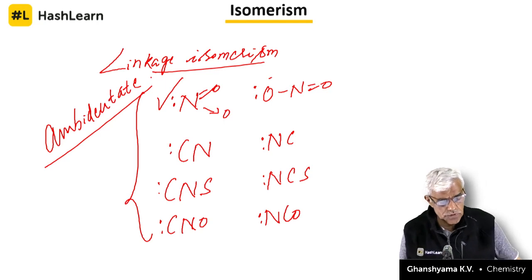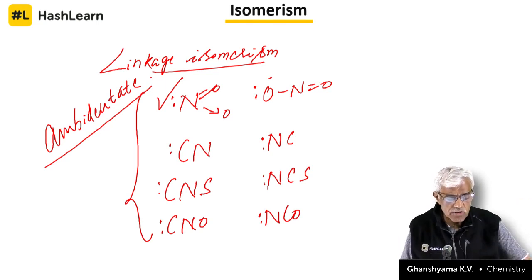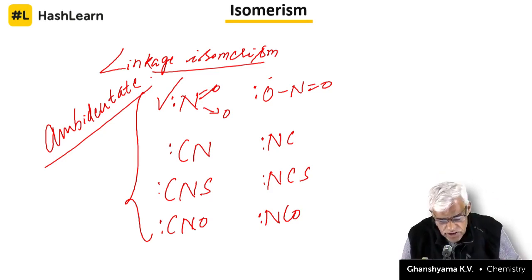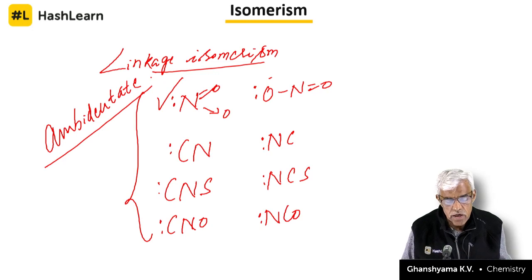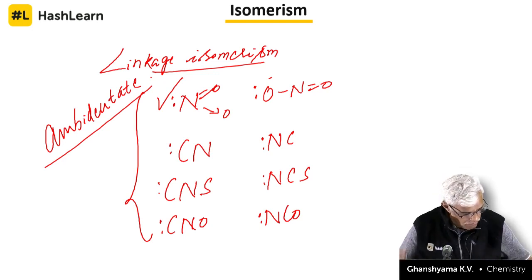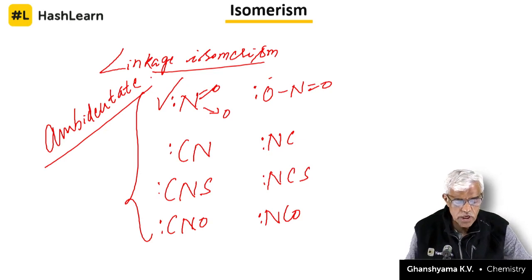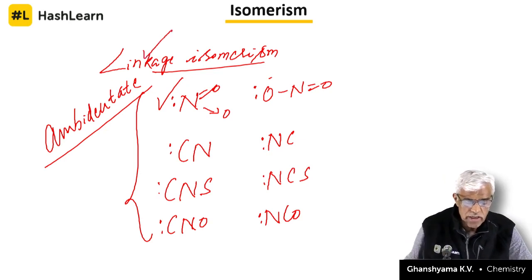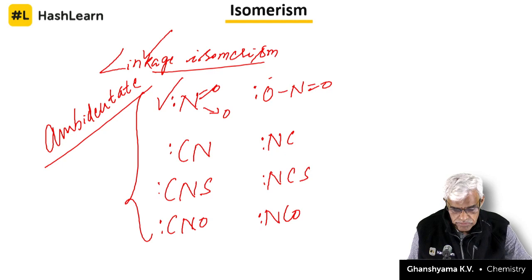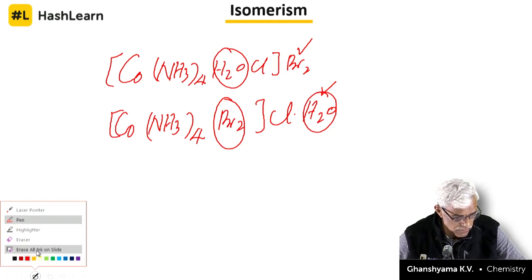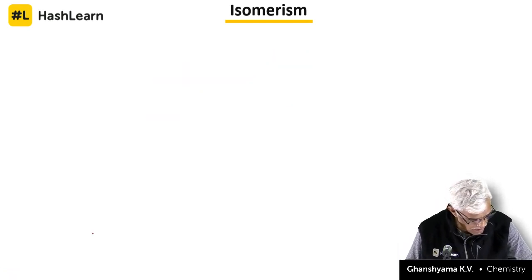Ambidentate ligands. If the compound has got ambidentate ligands, depending whether N is connected or O is connected or carbon is connected or N is connected, we will have different coordination complexes with the different names. This is called linkage isomerism. So I'll give you 1 or 2 examples for linkage isomerism.